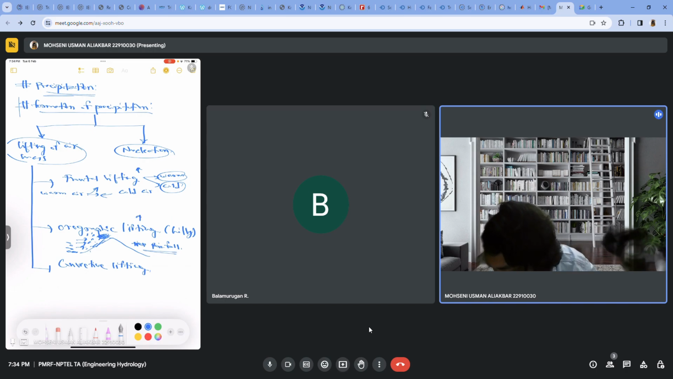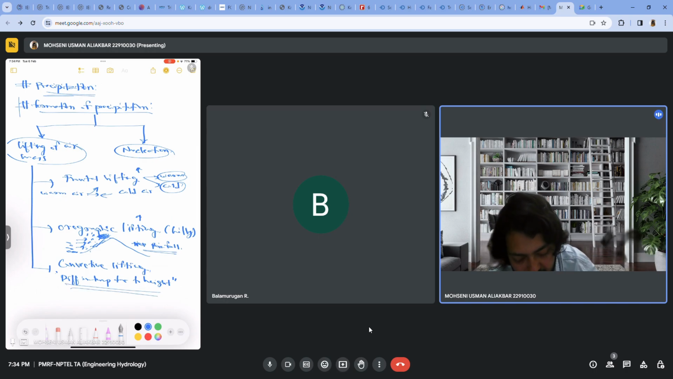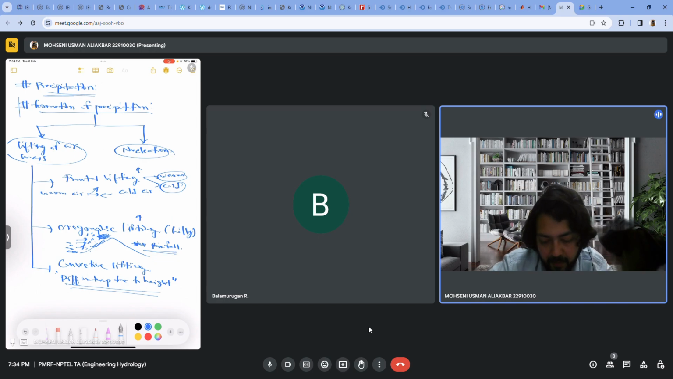What happens in convective lifting? There is difference in temperature, and this difference in temperature is due to height. So because of this the lifting will take place, and this type of lifting is called convective lifting. So there are three different processes: frontal, orographic and convective lifting. Either of the three processes will be the reason because of which the lifting of air masses is taking place. So when the amount of water is lifted up, the next part is nucleation.